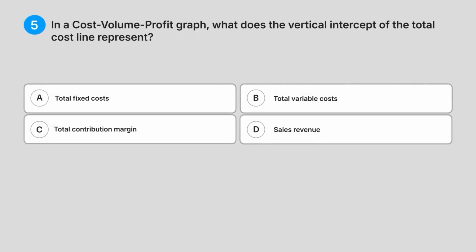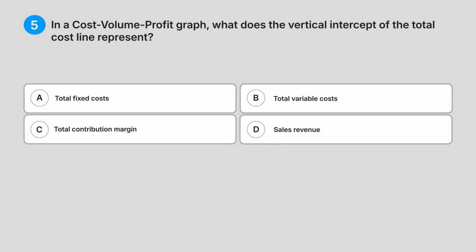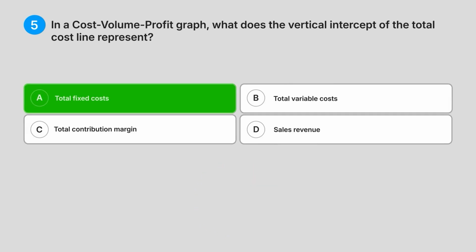5. In a cost volume profit graph, what does the vertical intercept of the total cost line represent? A. Total fixed costs. B. Total variable costs. C. Total contribution margin. D. Sales revenue. Do you know the answer? Correct answer, A. Total fixed costs.